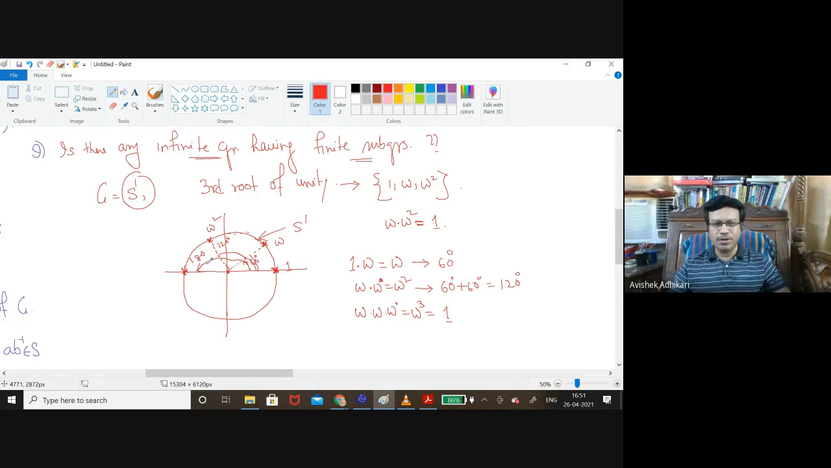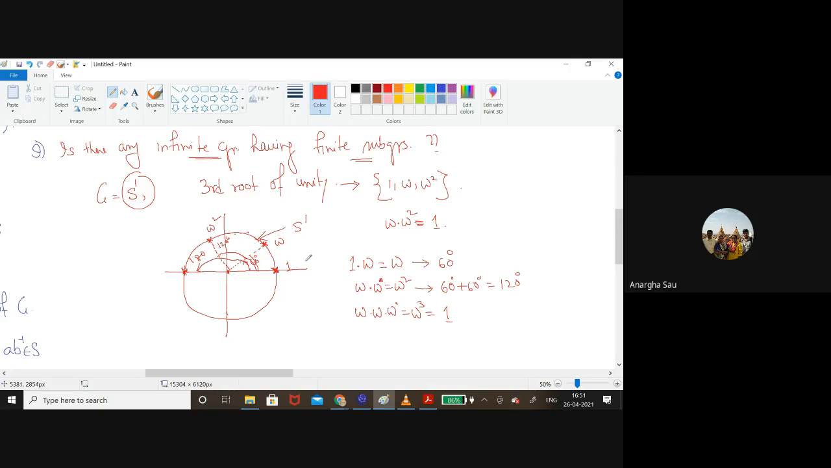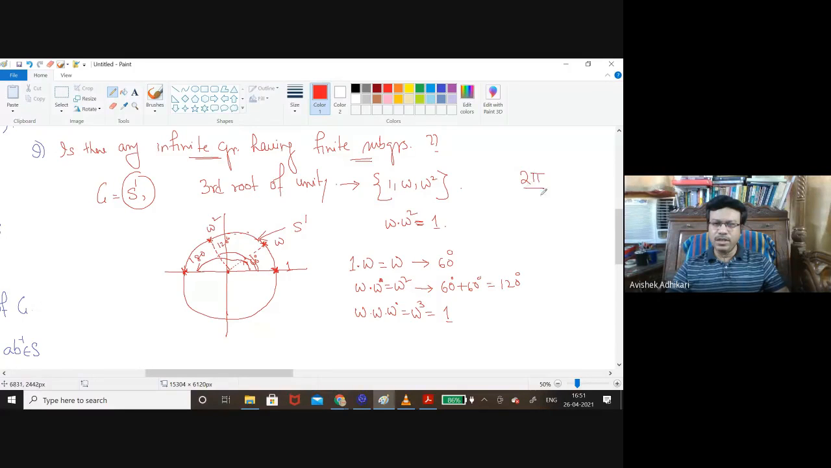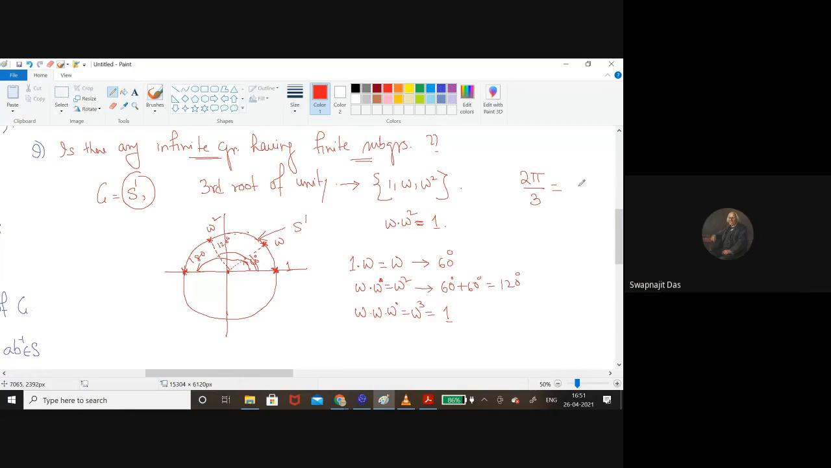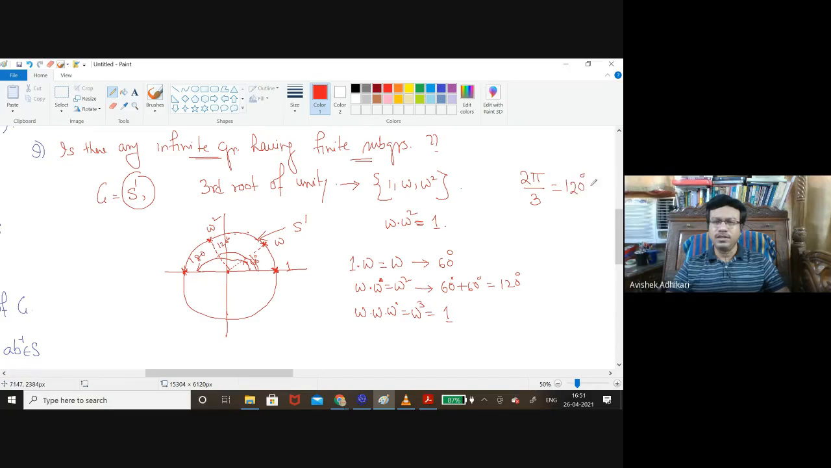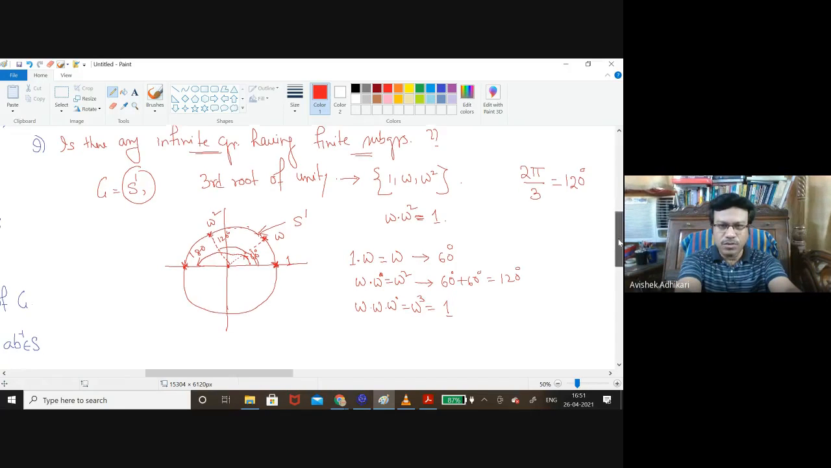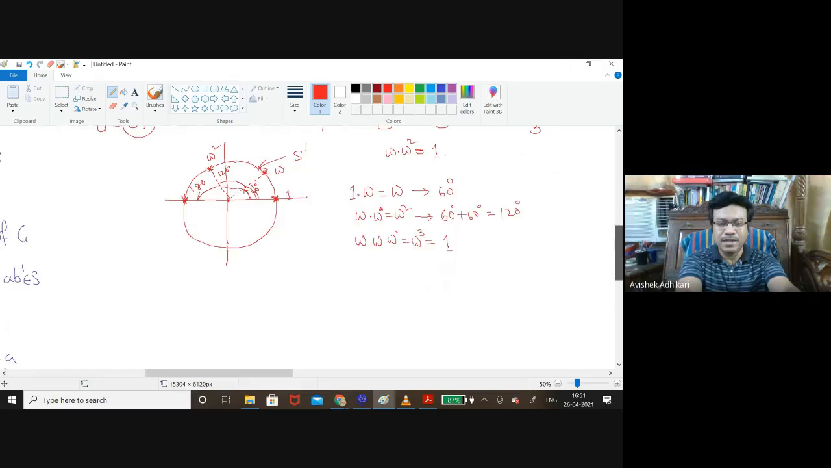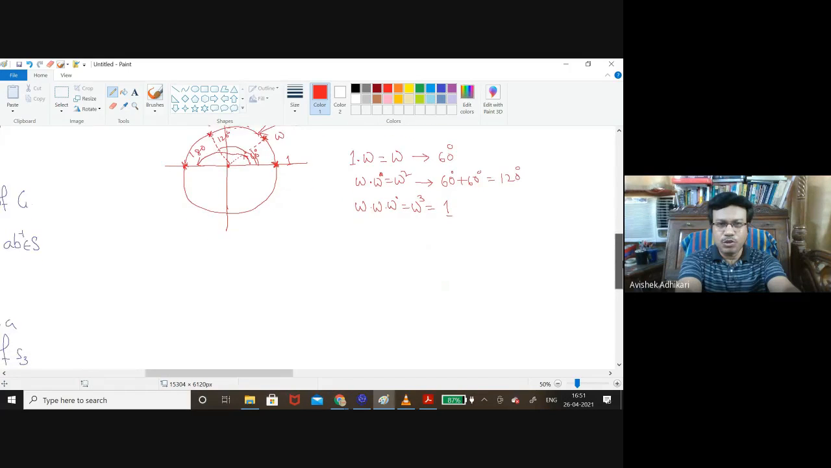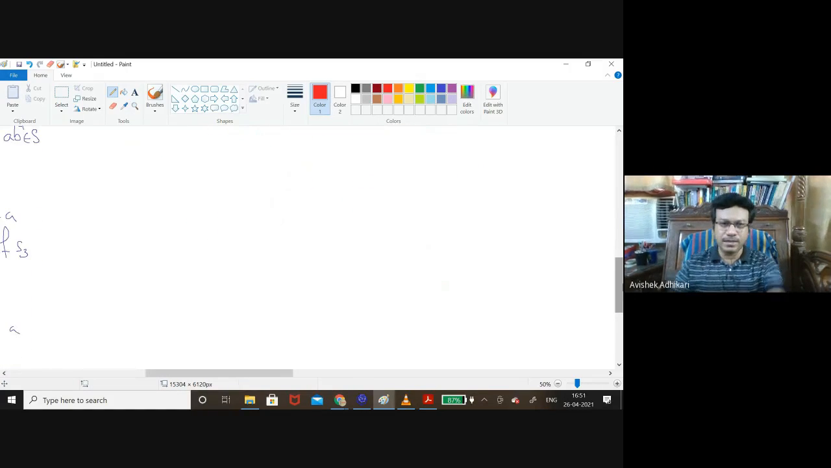Now restate your answer, sir. e to the power 2 pi by 3 and e to the power 4 pi by 3. Okay. So what is 2 pi by 3 in degrees? 120 degrees. And 4 pi by 3 is 240 degrees. Yes. So now you can understand. So it's not always possible to understand things analytically. Sometimes geometry gives you very nice hints. So if you think about it, now you can cross check or verify yourself.